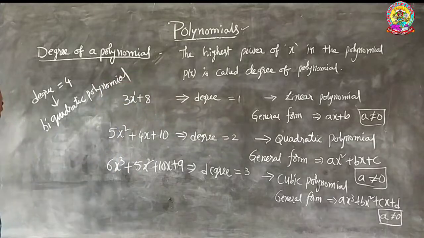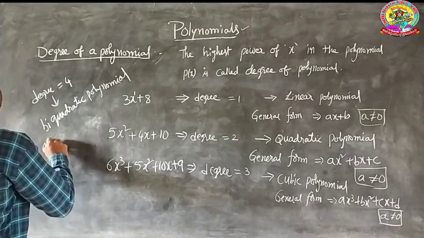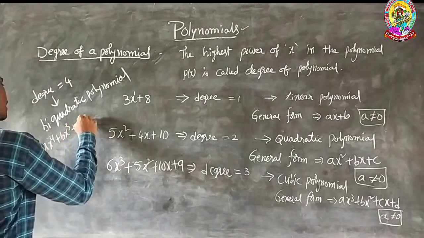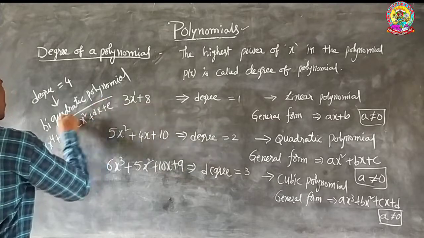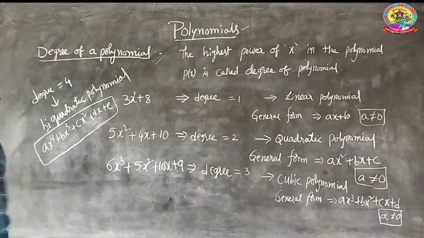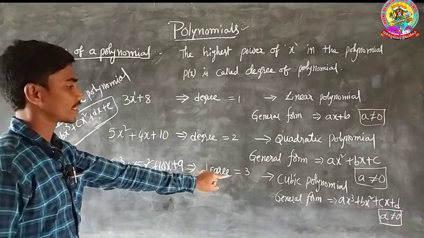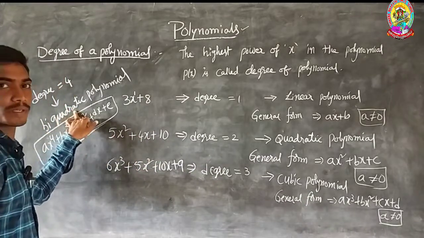Biquadratic polynomial. Actually, the general form of a biquadratic polynomial is like this: ax power 4 plus bx cube plus cx square plus dx plus e. Degree 1 is linear, degree 2 is quadratic, degree 3 is cubic, degree 4 is biquadratic polynomial.